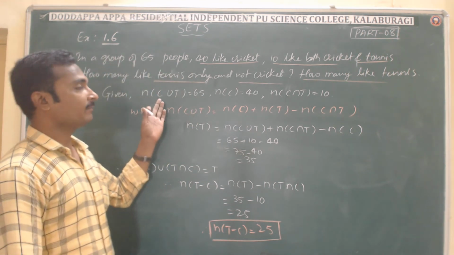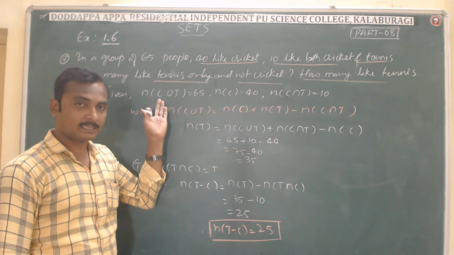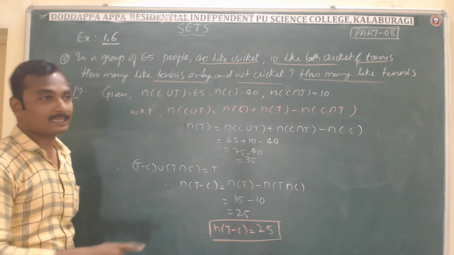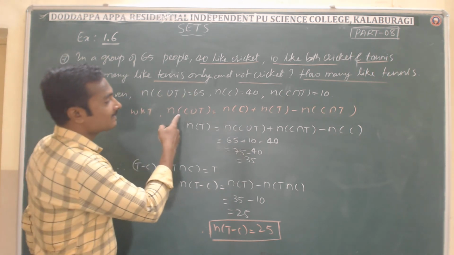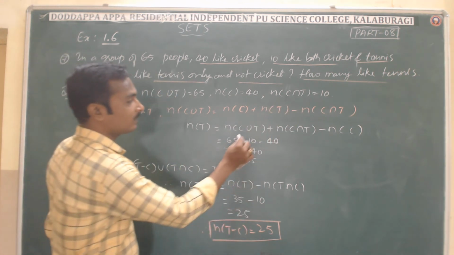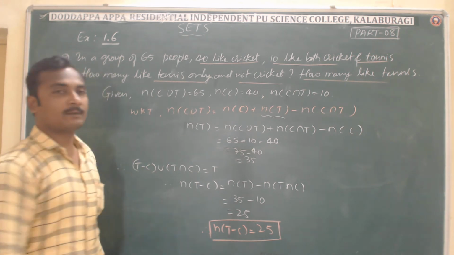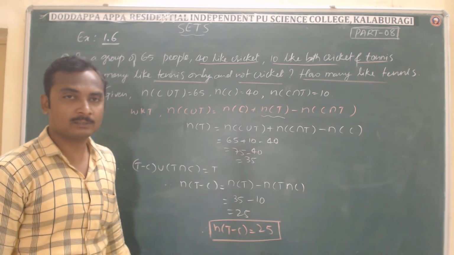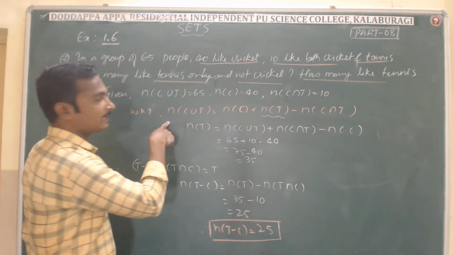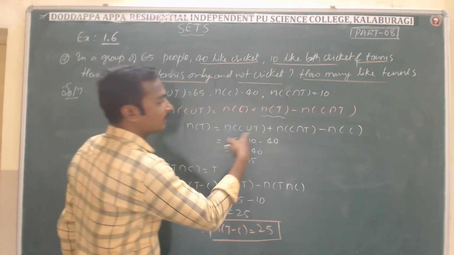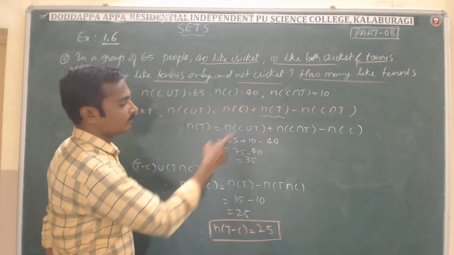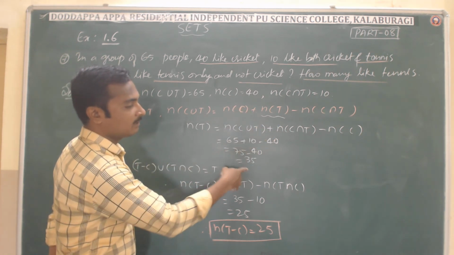Okay, we have this given: C for cricket, T for tennis, n of C union T is 65, n of C is 40, and n of C intersection T is 10. So n of C union T equals n of C plus n of T minus n of C intersection T. This is a known formula. What I don't know is n of T, so I keep n of T on the left side and move the remaining terms to the right side, which becomes n of C union T plus n of C intersection T minus n of C. Substituting the values, 65 plus 10 minus 40 will be 35.